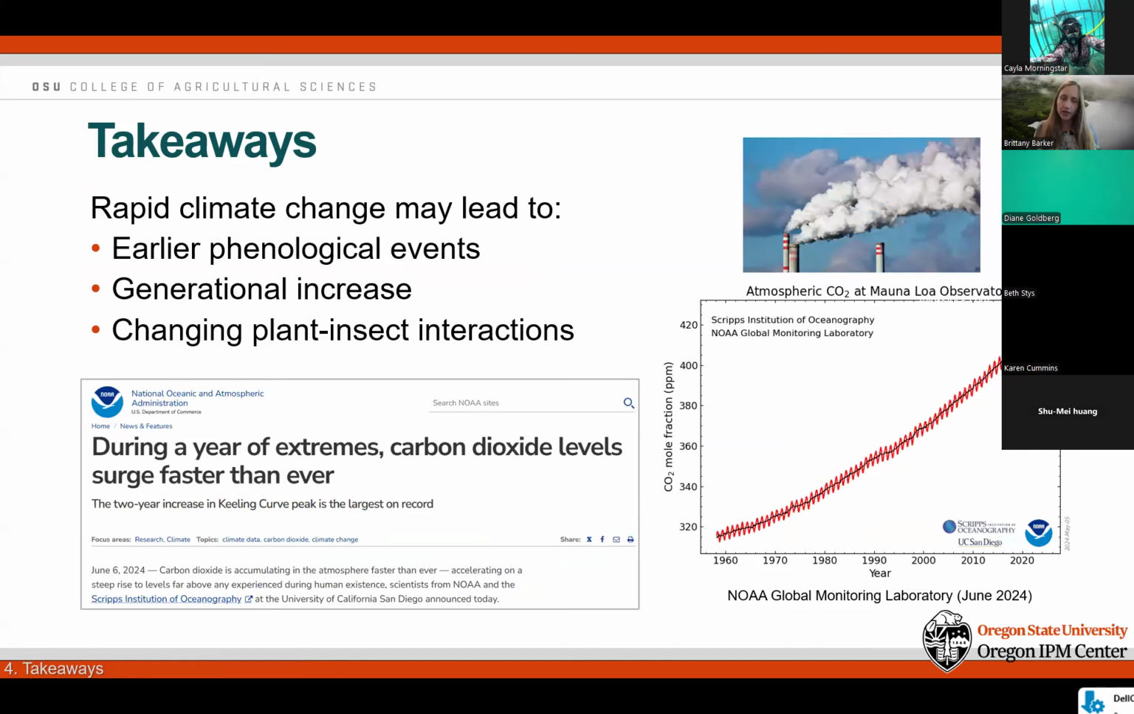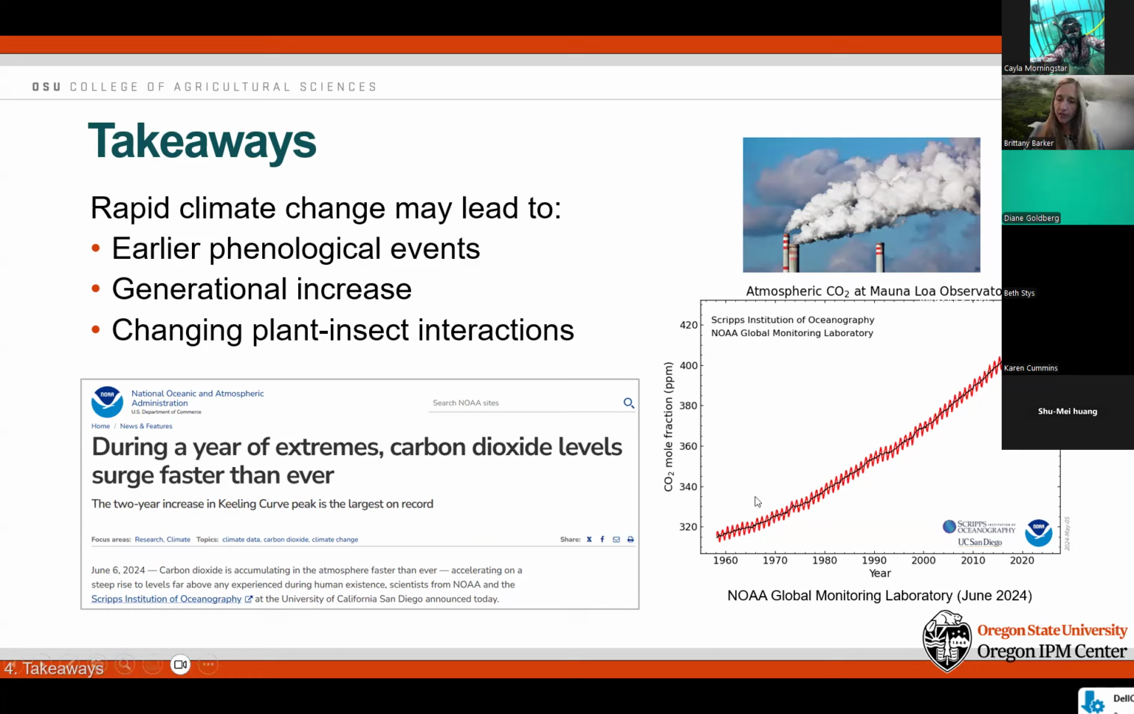Another takeaway, even though I didn't talk about this at all, is that we really need to have these dynamic forecasts to deal with climate change. Climate change is not slowing down. We are already seeing evidence of earlier phenological events and generational increase, so more generations per year. And that is bad for agriculture because that means you have a longer window of pest pressure. And also changing plant-insect interactions that could be disrupting ecosystems, or at least shifting the ecosystems in a different direction.